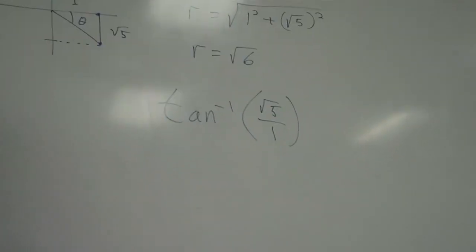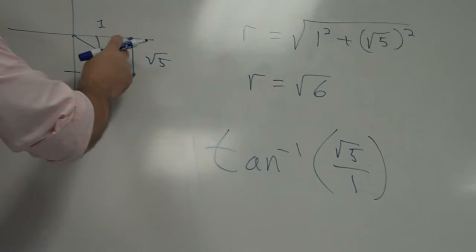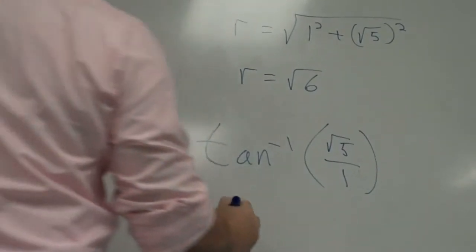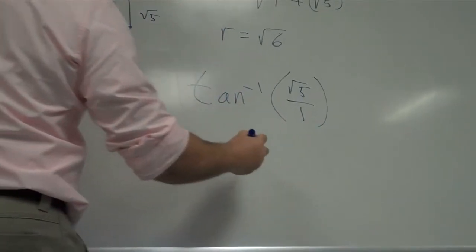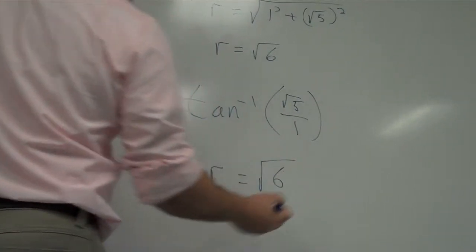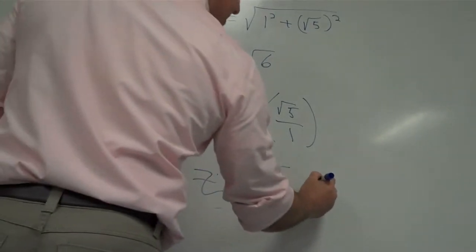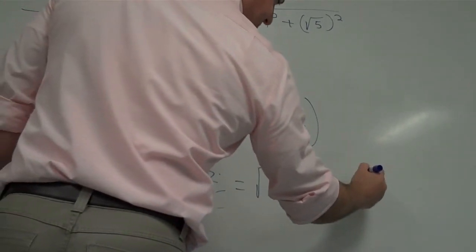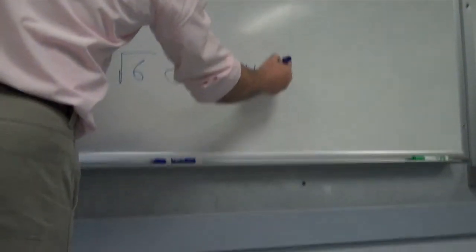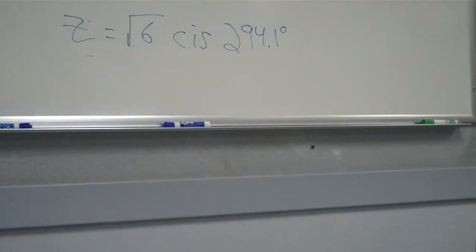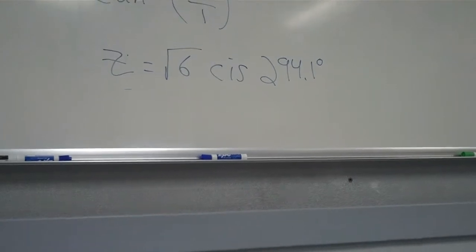Give me a number for it. 65.9, and that's negative down here. Could you do 360 minus that? 294.1. So I would say, in polar form, z equals the square root of 6 cis 294.1 degrees.